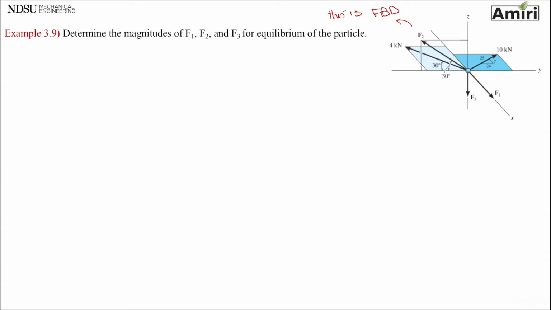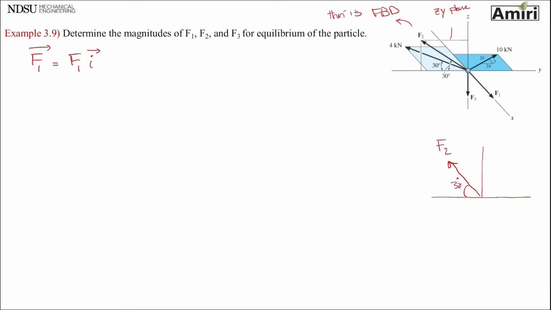So let's see, F1 is along the x-axis, so it's just F1 i. F2, when they show this line like that, that means it's in the ZY plane. So it's just a 2D. So let me draw it here.